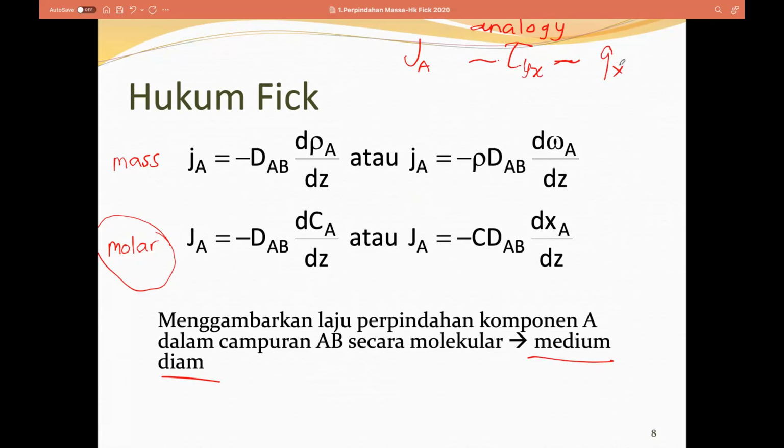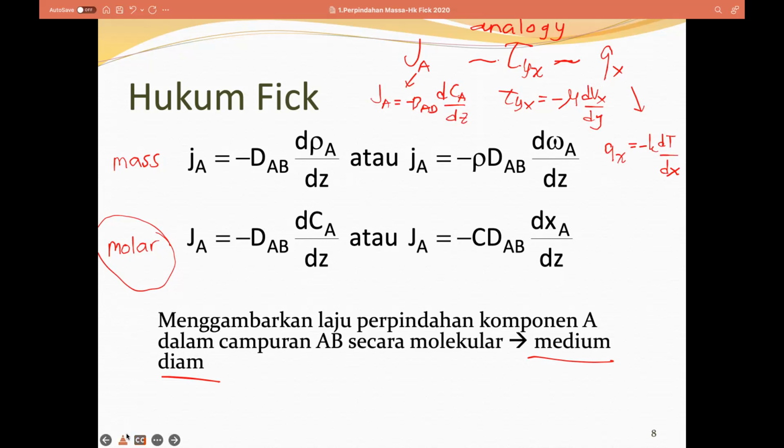Okay, so this one is also similar: tau yx equals minus mu dv x over dy. q x equals minus k dT over dx. And this is J A equals minus D AB dC A over dz. If you can understand the similarity between all of them, I think learning about mass transport would be much easier, because the mathematics is the same.